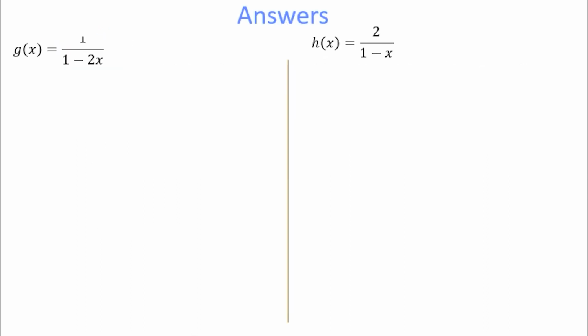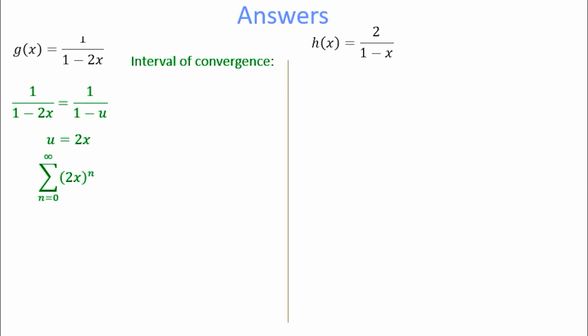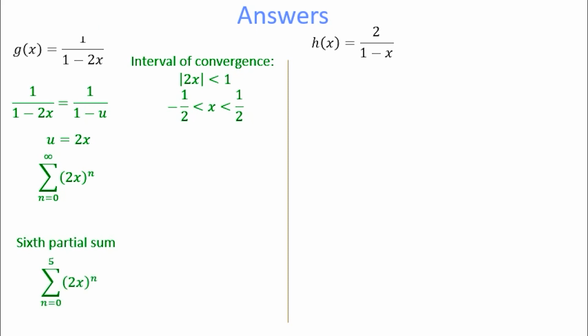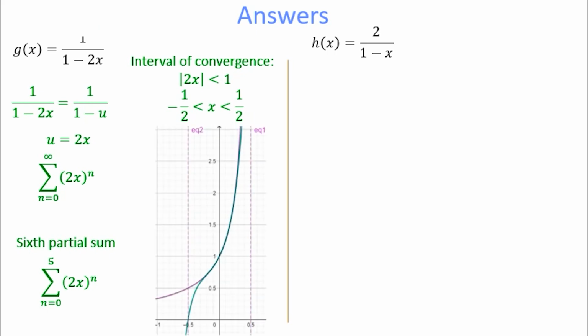And now let's see the answers. We use f(x) as a template, so we can find u easily. Here is our power series. The interval of convergence, again, we will use u. So therefore, we will get this compound inequality. The sixth partial sum is this. We use n only between 0 and 5. And here is our graph. The green is g(x) and the red is the sixth partial sum.